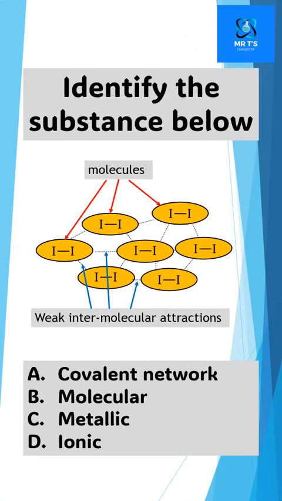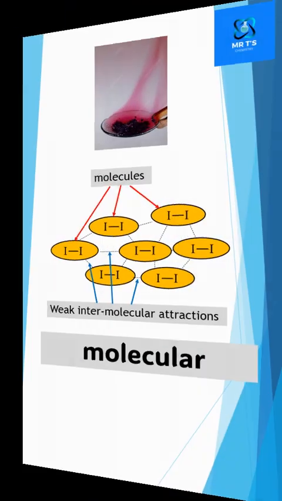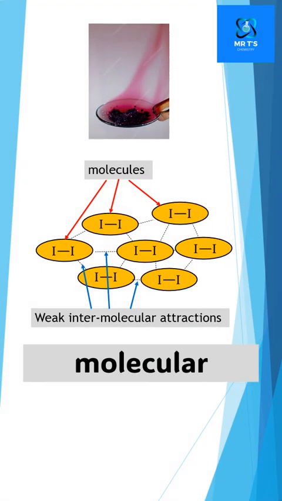Identify the substance below. So we can see here that there are discrete molecules of I2, iodine molecules, but they have between them these weak intermolecular attractions. Is this A, a covalent network substance, B, a molecular substance, C, a metallic substance, or D, an ionic substance? In fact, this is a molecular substance. Because of these weak intermolecular bonds between the molecules, it takes very little energy to change the iodine solid into an iodine gas.